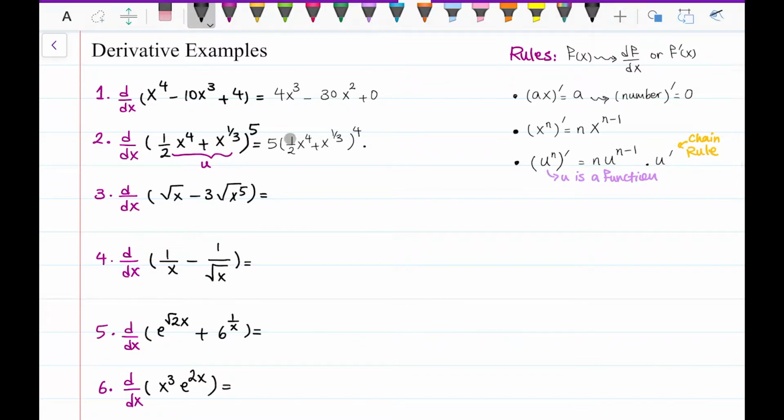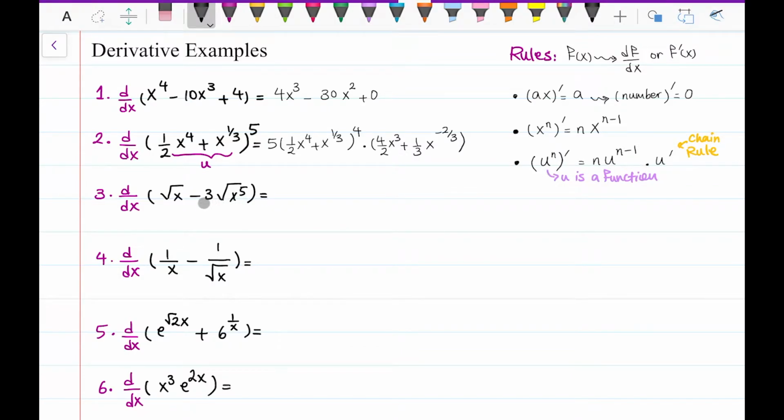So for the derivative of the inside function, I have 1/2. So I'm going to keep writing 1/2. And then x to the 4 would be 4x cubed, plus x to the power of 1/3. So 1/3 x to the power of 1/3 minus 1. 1/3 minus 3/3 is negative 2/3. So I can simplify that to negative 2/3. This one doesn't get any power. This is just u prime in the chain rule.